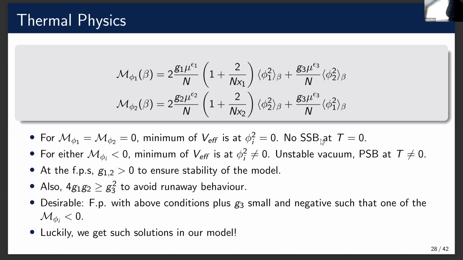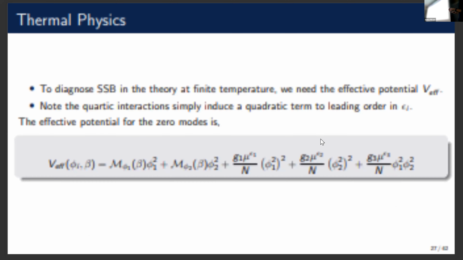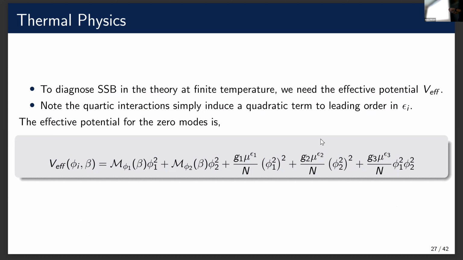However, if you allow for G3 to be negative, and we did see that of all the solutions that we considered to be at the fixed point, there were solutions with G3 negative. If you plug them in, then there is a chance that one of these two masses can actually become negative. Okay, and if they become negative, then as you can see from this action, a spontaneous symmetry breaking can be induced. Okay, and one of the phi's can get a bev.